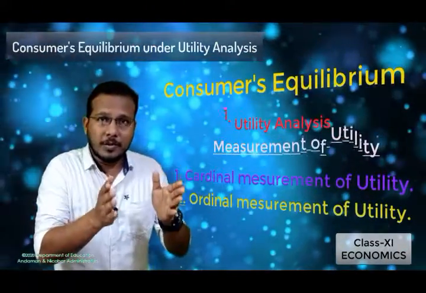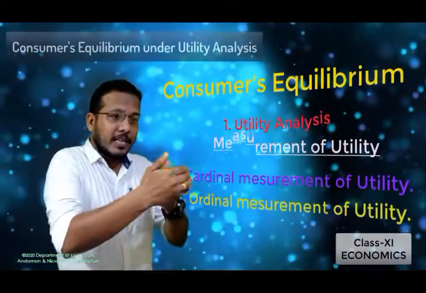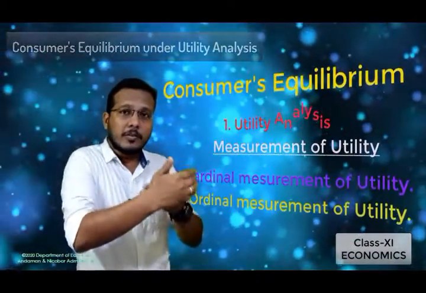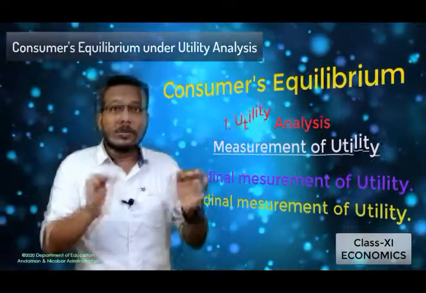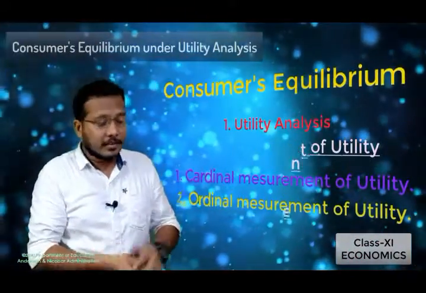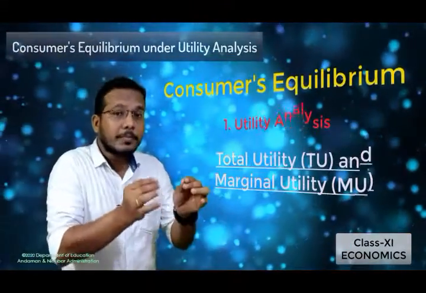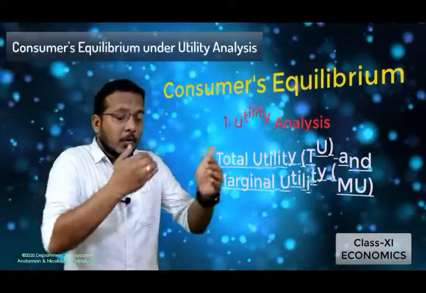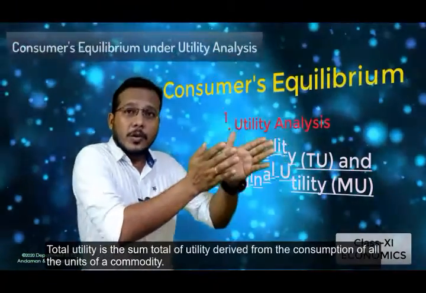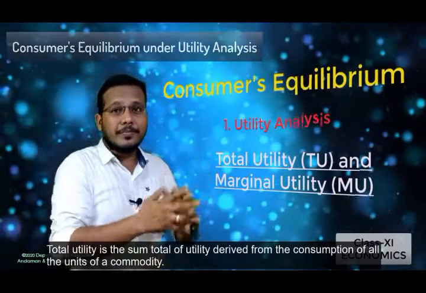So far we have seen the concept of utility. When we study the measurement of consumer equilibrium by cardinal numbers, we will study other concepts related with utility, that is total utility and marginal utility. What do you mean by total utility? Total utility is the sum of utility derived from the commodities consumed by a consumer.